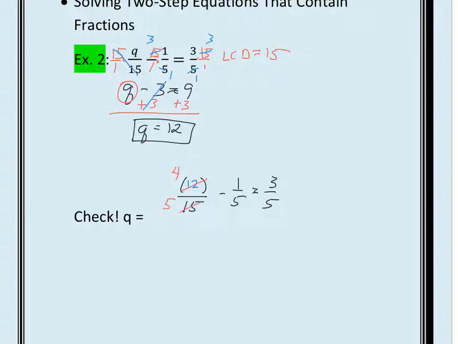And now what that does is it gives us like denominators. 4/5 minus 1/5 equals 3/5. And indeed, 4/5 minus 1/5 is 3/5, and that equals 3/5. So it checks. Problem number 3.